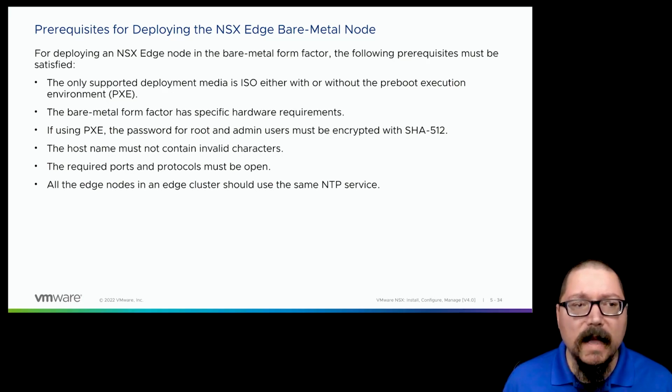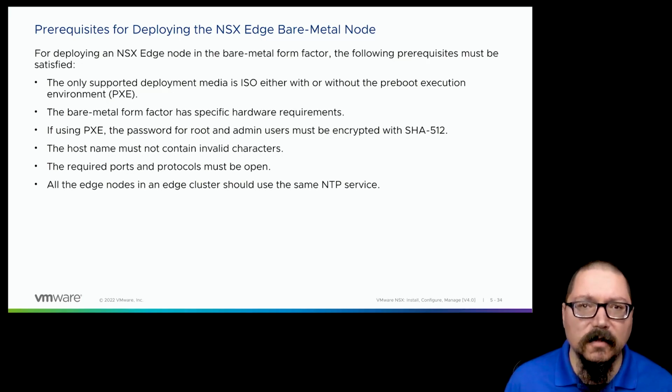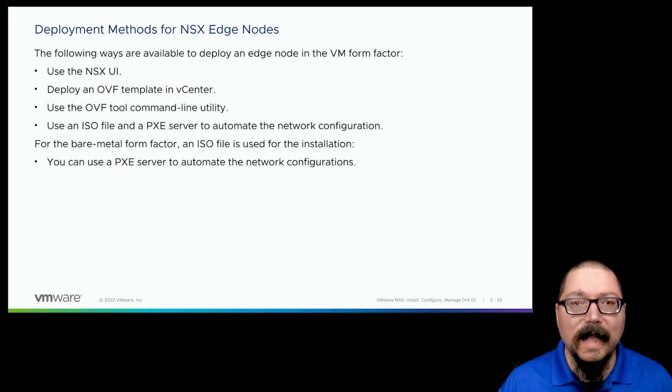Now, many of these requirements really look very much the same as what we just talked about with the virtual edge, with our SHA-512 encryption for the password, if we're PXE booting, and things like that. Because in both cases, both sets of requirements are really focused around a manual installation of the edge rather than the automated virtual machine installation that we can do through the NSX UI. Now, the NSX UI, if we're deploying virtual edges, that's the way to go. This is the easy way to do it. We'll automate not only the deployment of the virtual machine, but also the configuration of NSX.